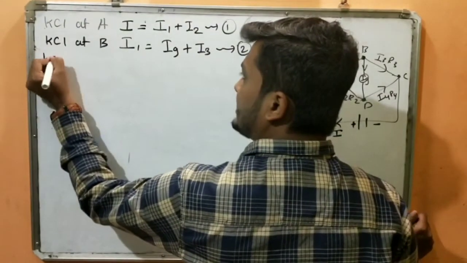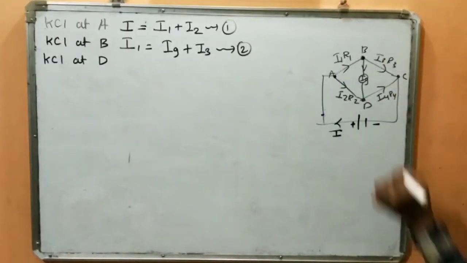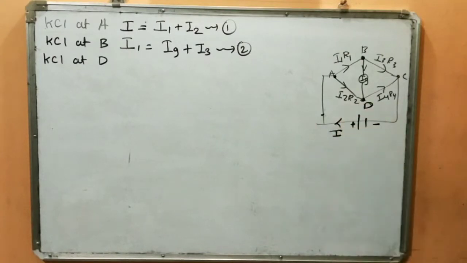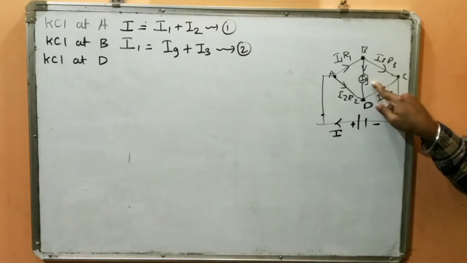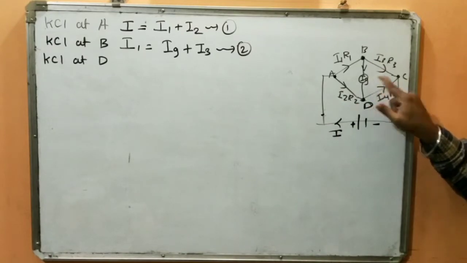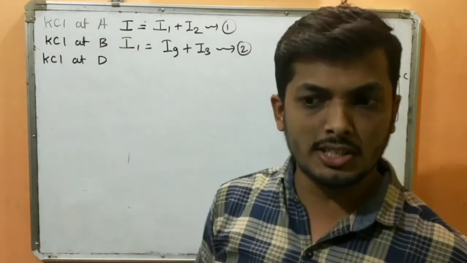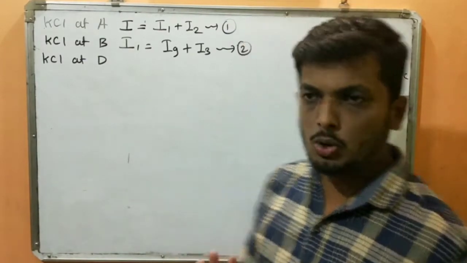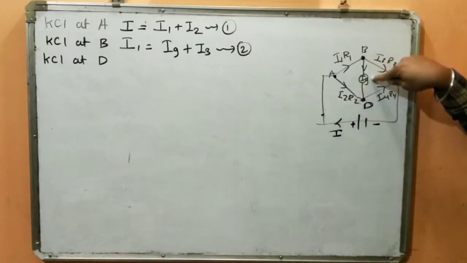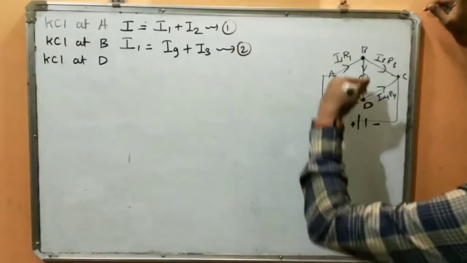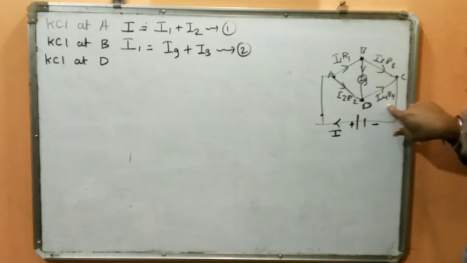Similarly, apply KCL at node D. Now look here, at node D, at this point, I2 is also entering and IG is also entering, where IG is the current through the galvanometer. At the center, I have the galvanometer. The galvanometer is what shows the balance condition once it points towards 0. So at D, I2 is entering and IG is also entering.